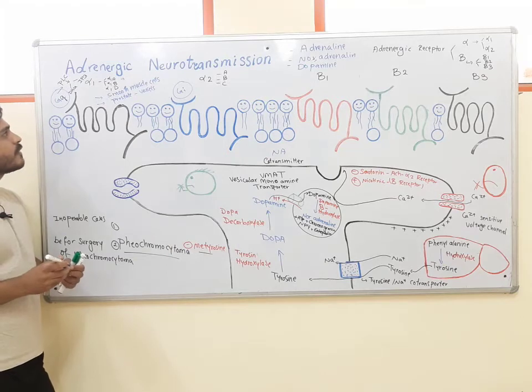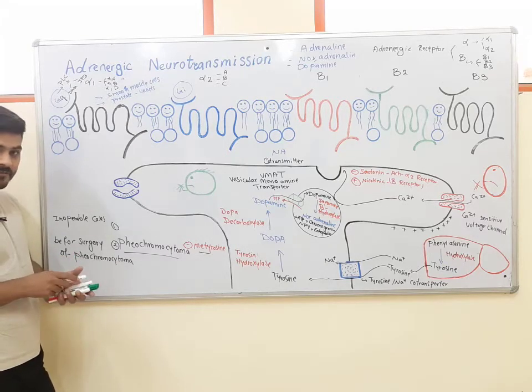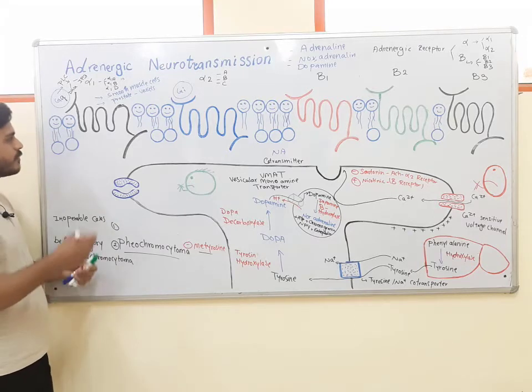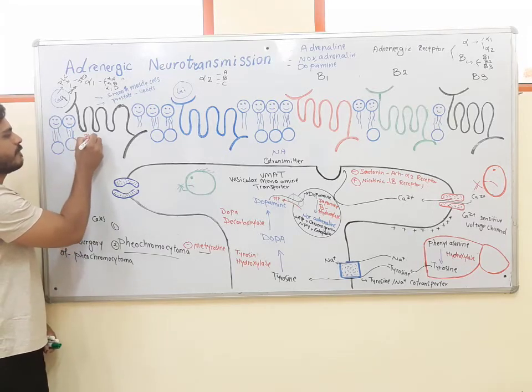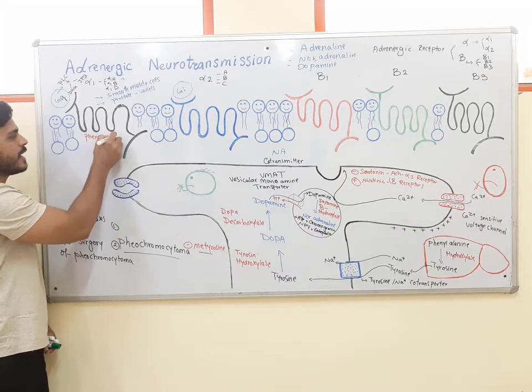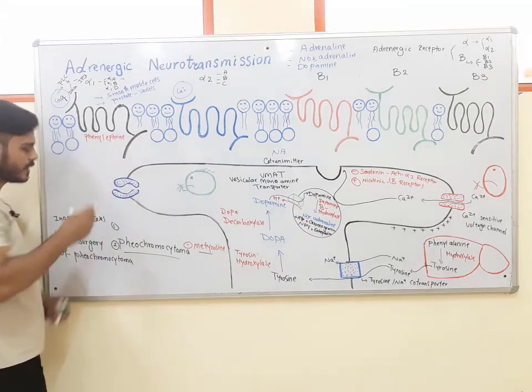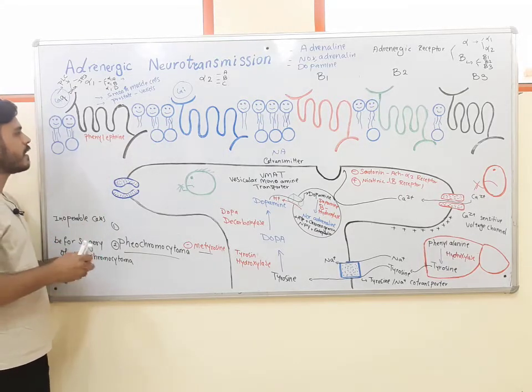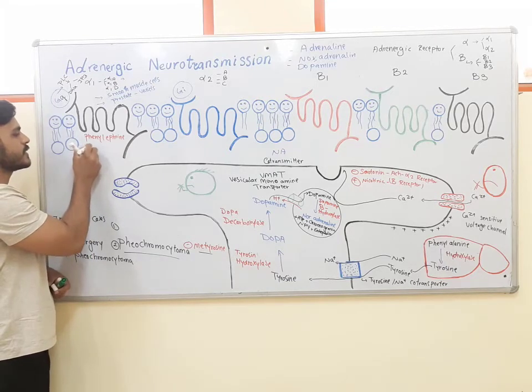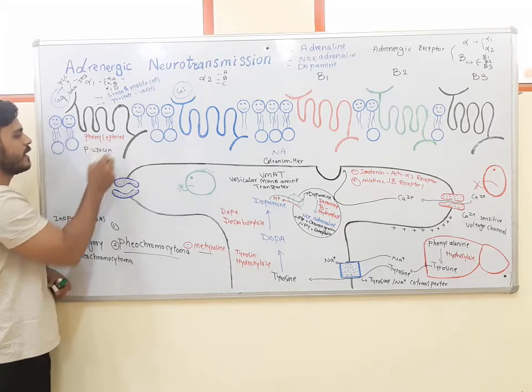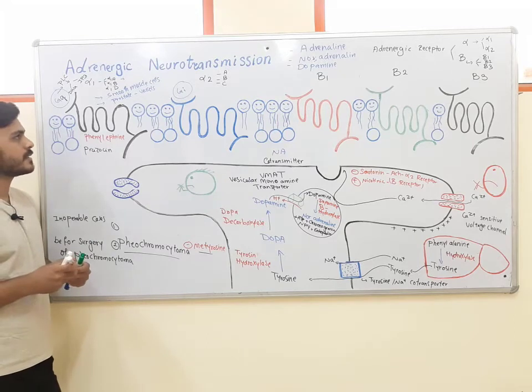The agonist for alpha 1 receptor, as we know, is phenylephrine. I will write it with red. Phenylephrine is the agonist for alpha 1 receptor. And the antagonist for alpha 1 receptor is prazosin. This is one of the antagonists for alpha 1 receptor.